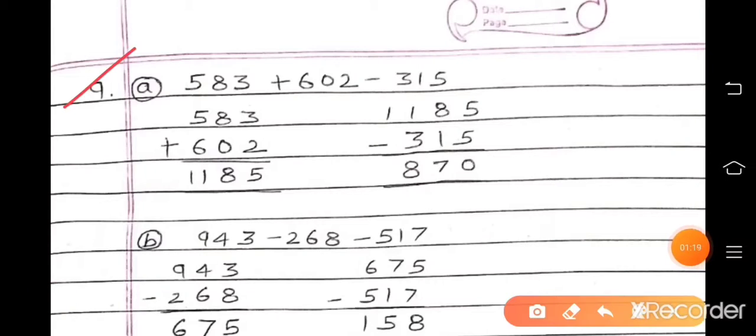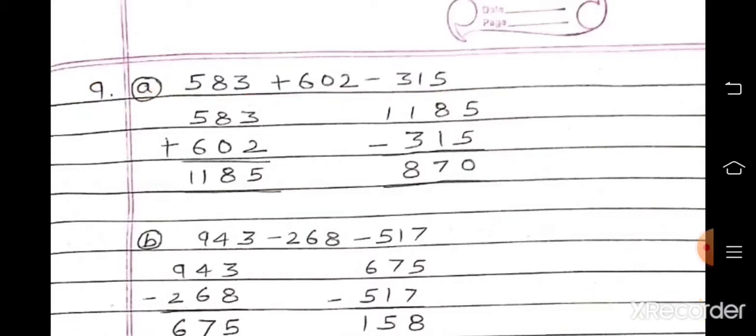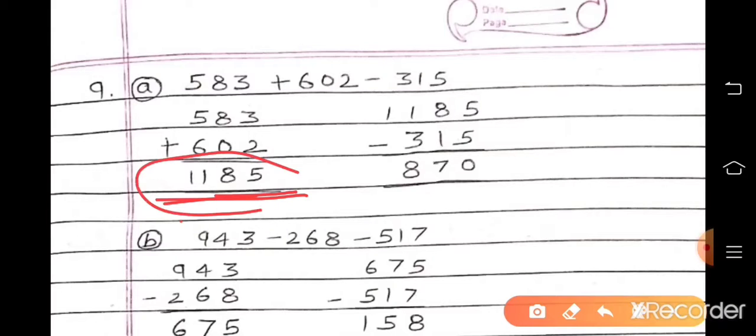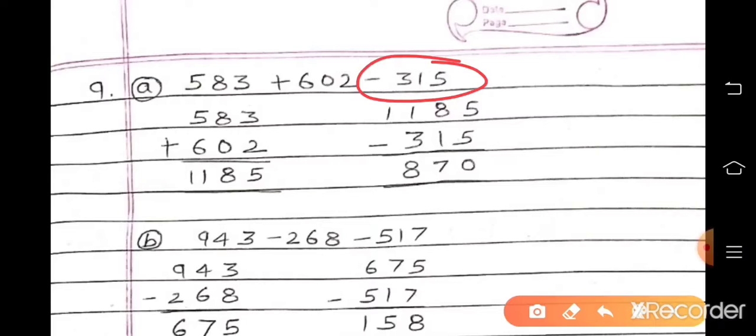This is question number 9, A part, 583 plus 602 minus 315. So first we will do addition. So 583 plus 602, the answer is 1185. So from this answer we will subtract 315. So arrange like this and subtract. So the answer will be 870.